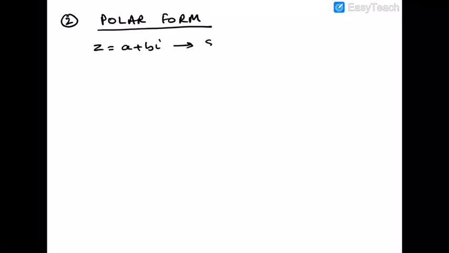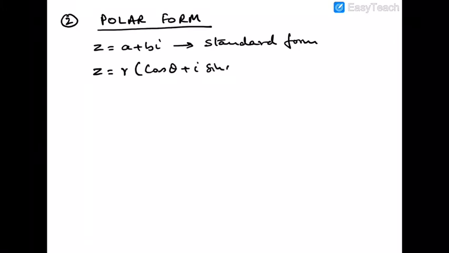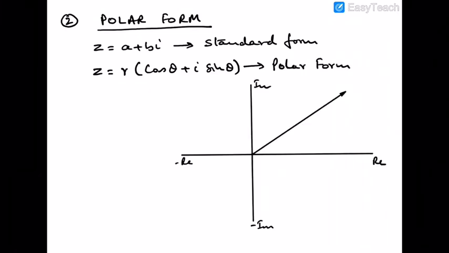Now polar form. So standard form of complex number is a plus bi, and the polar form is z is equal to r (cos theta plus i sin theta), where r is the radius and theta is the angle which this line segment or this complex number makes with the real positive axis.